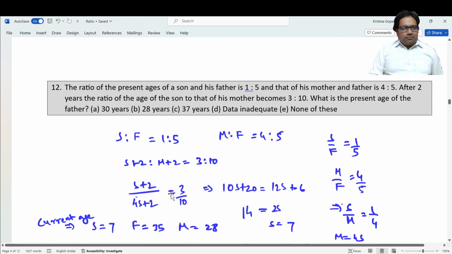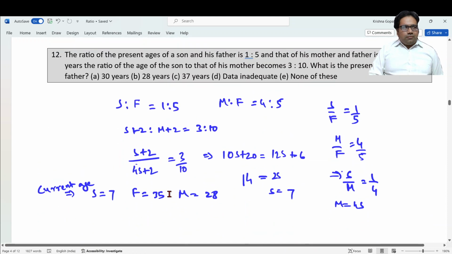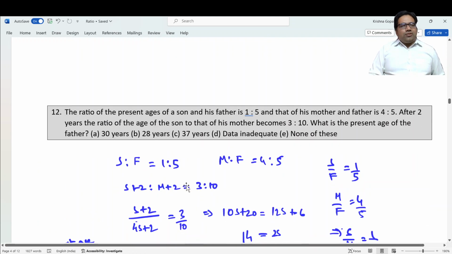Next one. The ratio of the present ages of a son and his father. Present age is 1 is to 5. Son is to father is 1 is to 5. And that of his mother and father. Mother is to father is 4 is to 5. After 2 years, the ratio of age of the son to that of mother will become 3 is to 10. So that means son plus 2 is to mother plus 2 is equal to 3 is to 10.